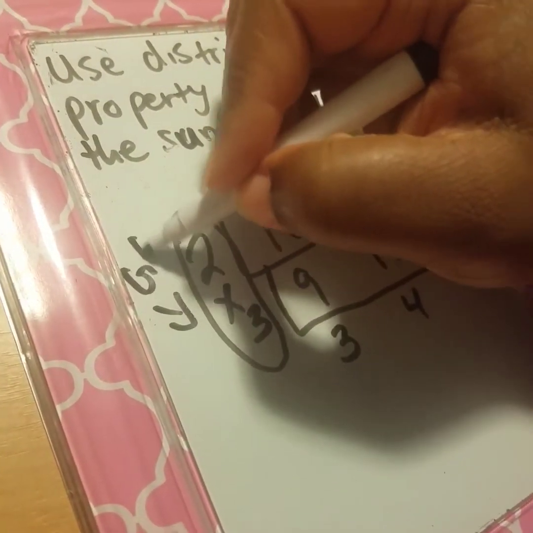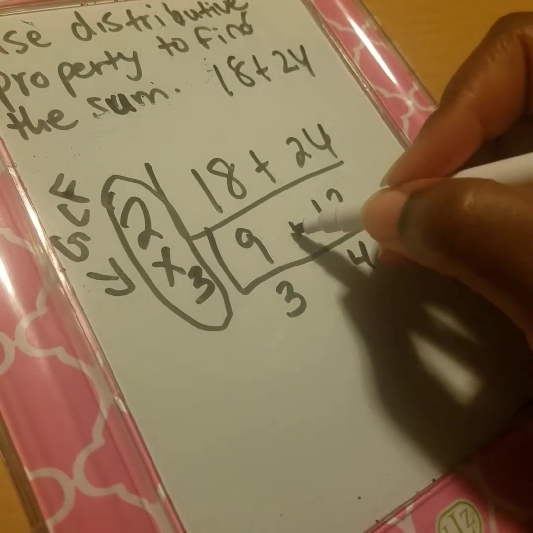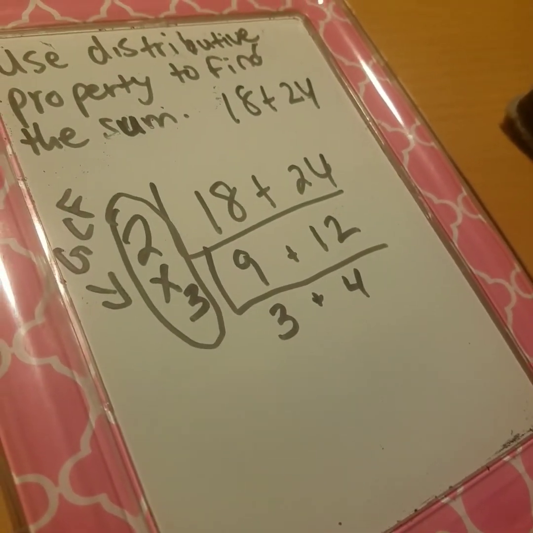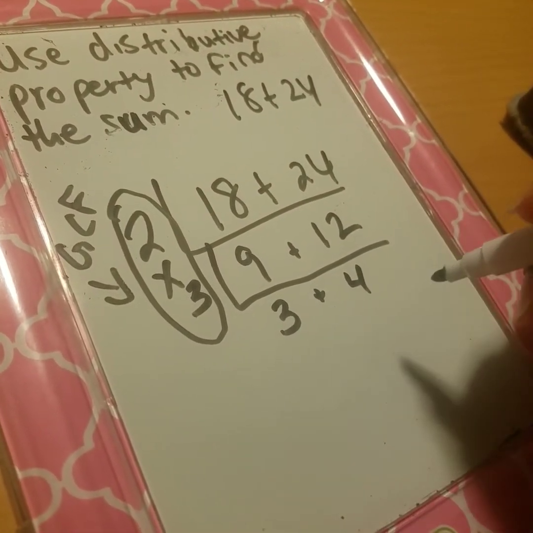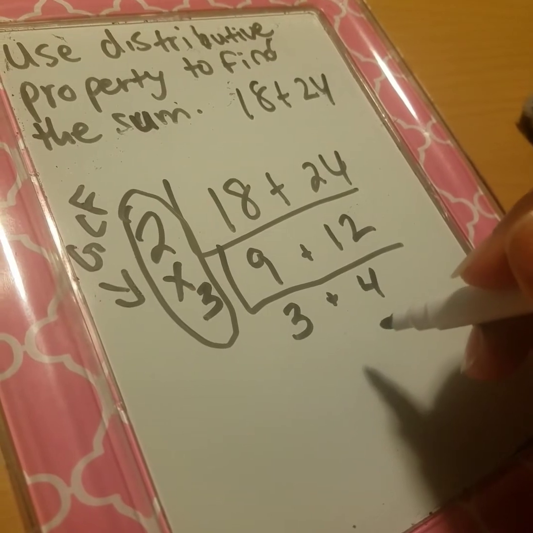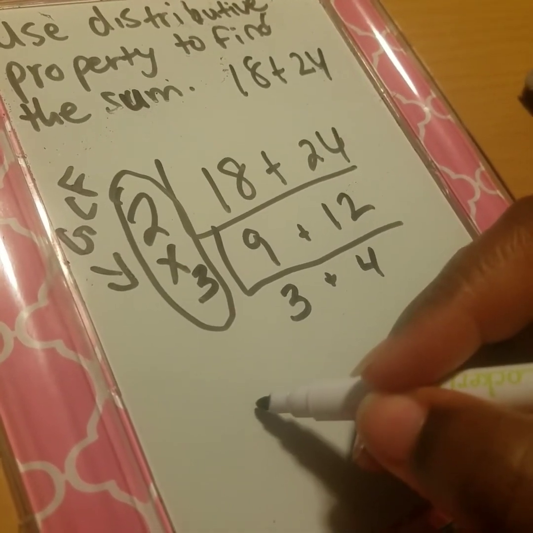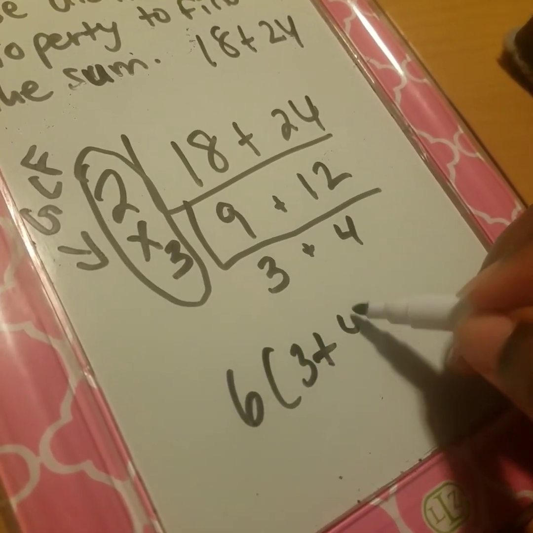This is our GCF on the side here, our greatest common factor. I told you to bring the pluses down so you don't forget. Remember, you only put the pluses when you're using the distributive property to find the sum, and that's just for you to remember to include the plus in your final answer. Then our final answer will be 6, 3 plus 4.